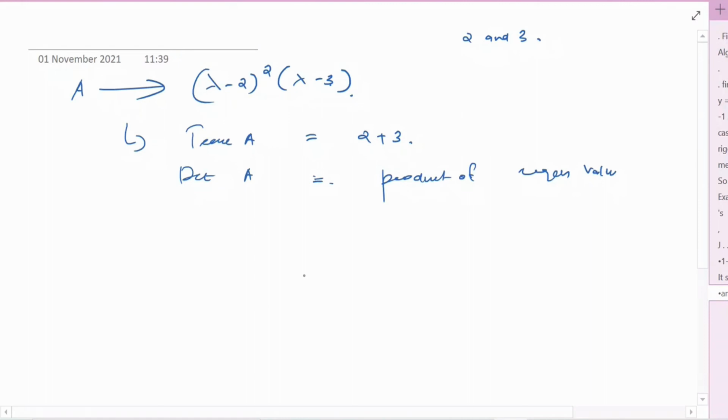Actually, there is one mistake here. You have to consider the algebraic multiplicity also, because the eigenvalue 2 repeats 2 times. The eigenvalue 2 has algebraic multiplicity 2, so we have to add it 2 times. So 2 plus 2 plus 3, because the algebraic multiplicity of the eigenvalue 2 is 2. So 2 plus 2 plus 3 will be 7. 7 will be the trace of that matrix A.